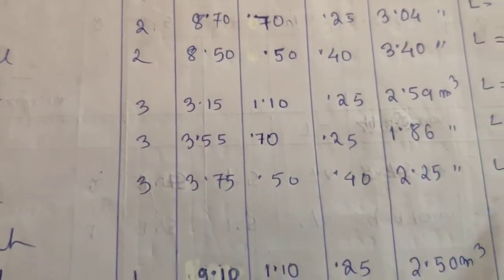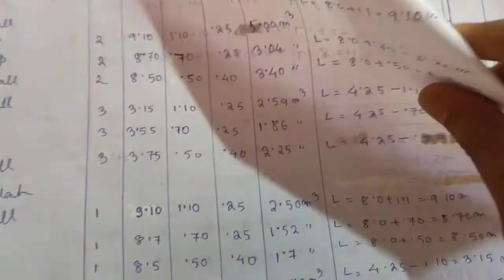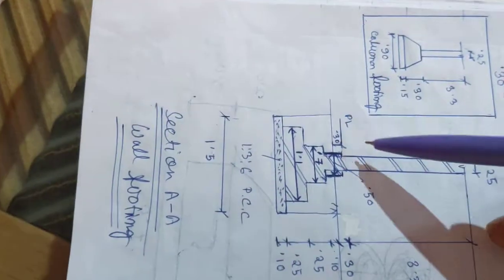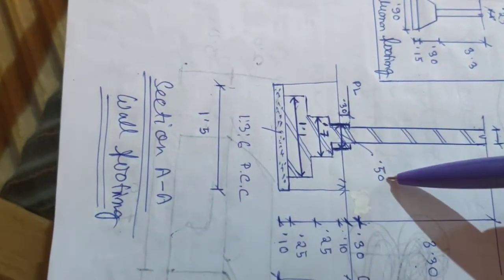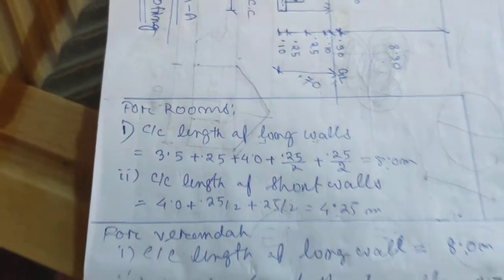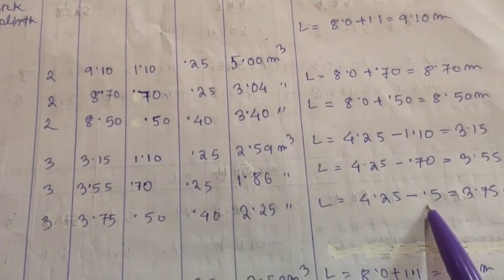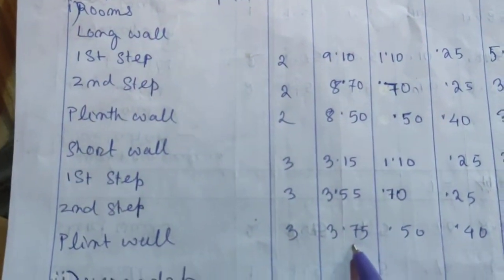What is the length of the plinth wall? Center to center length minus 1 breadth. What is the breadth of the plinth wall? This is the breadth of the plinth wall. It is 0.5. The center to center length of the short wall is 4.25. So 4.25 minus 0.5, that is center to center length minus 1 breadth, is equal to 3.75. So under the length column we will write 3.75.